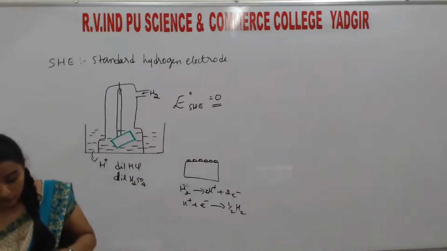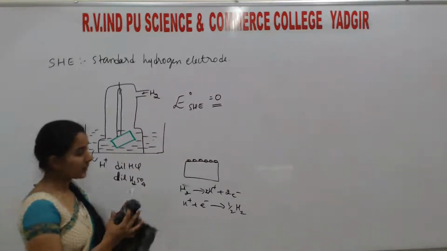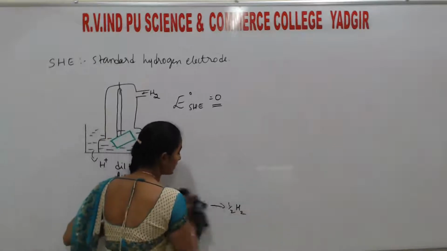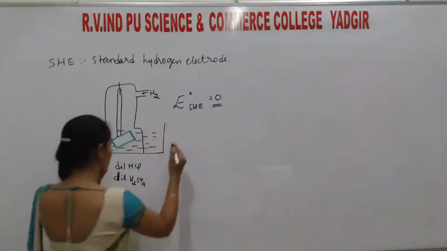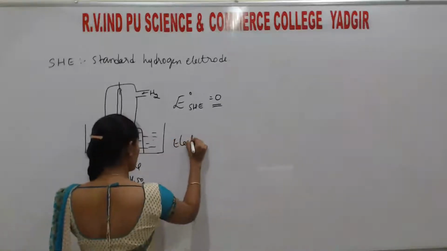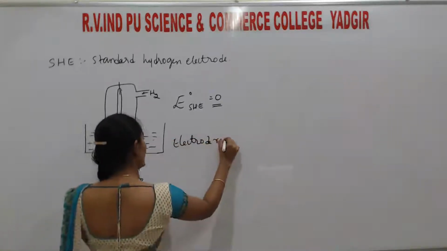Understand? So by taking this one as an example, listen. How to write the cell reaction of this under electrode reaction if you want to represent it. This is the electrode representation.